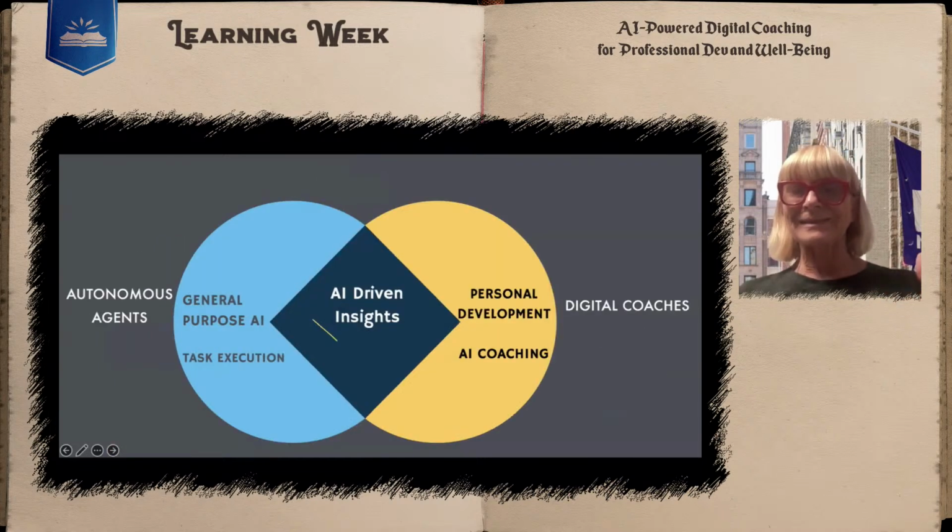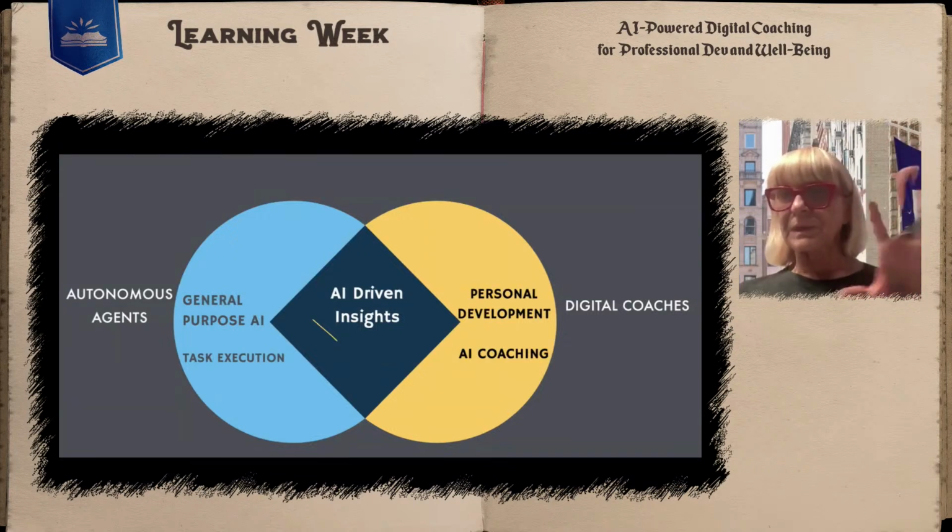And so how do I see this? Where does this coaching fit in? I actually see it as a Venn diagram with general purpose AI. Everything you're hearing every day about AI is really the majority of the conversation in this task execution. And that's where autonomous agents come in. These agents are going to be responsible for tasks. We're talking about replacing jobs, replacing skills, et cetera, et cetera.